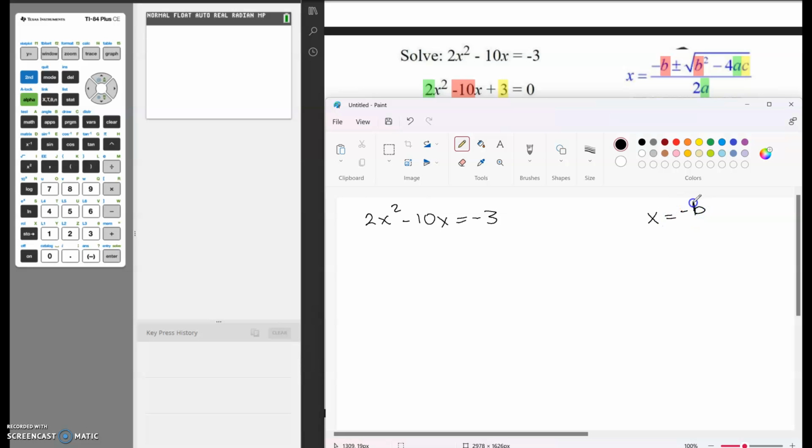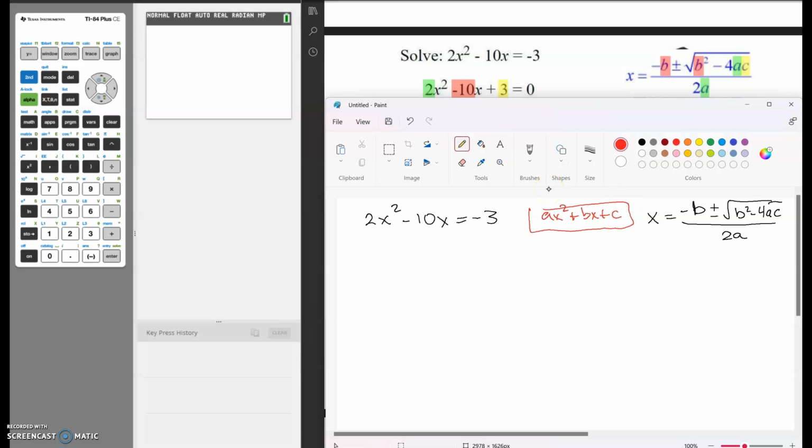The solutions are equal to the opposite of the b value plus or minus the square root of the b value squared minus 4 times the a value times the c value, all divided by twice the a value. Now what are we talking about with a, b, and c? We're talking about the stuff that deals with our standard form of a quadratic, ax squared plus bx plus c.